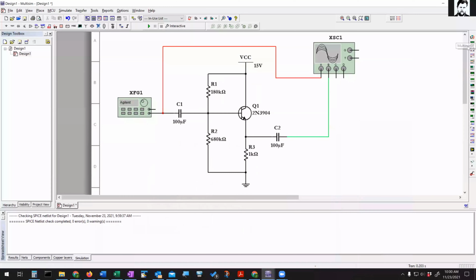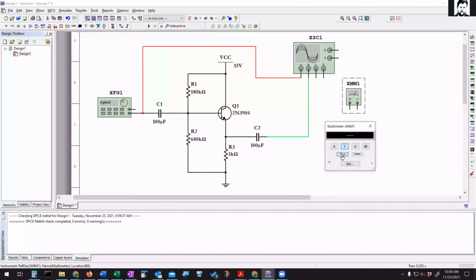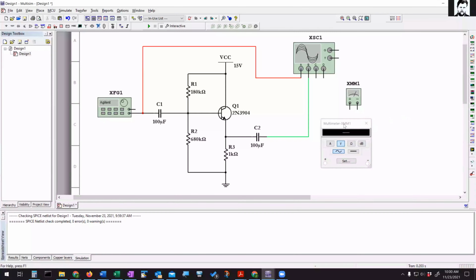So you do have a multimeter you could use in Multisim. Just make sure you set this to AC instead of DC. So you could connect a test resistor here, measure the voltage with and without that test resistor, and then use that to determine the input impedance.